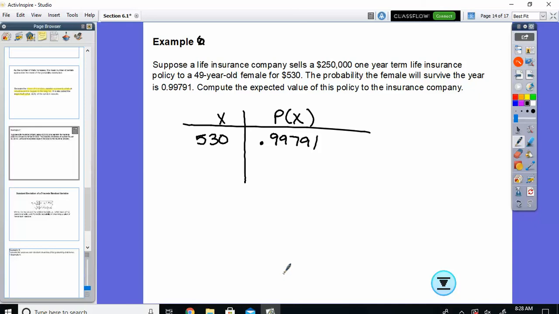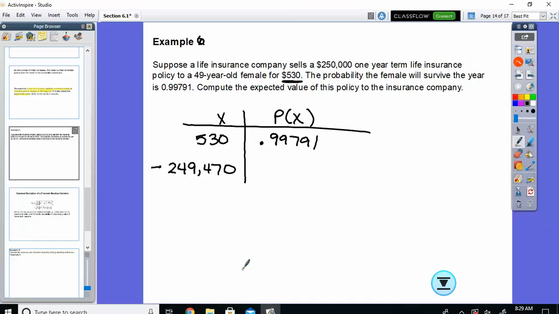Okay, but what happens if she doesn't survive? They lose. They have to pay $250,000. So it's a loss to them. Now, how much money do they actually lose? Not $250,000 because she did pay them that $530. So how do we find out how much they actually lose? So if she dies, they will lose $249,470. How would I find the probability of that happening?